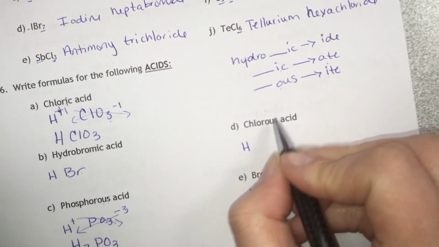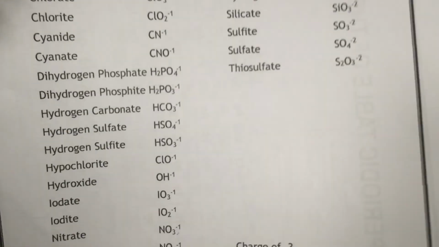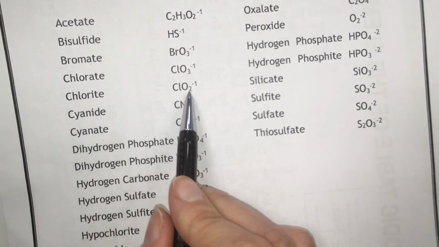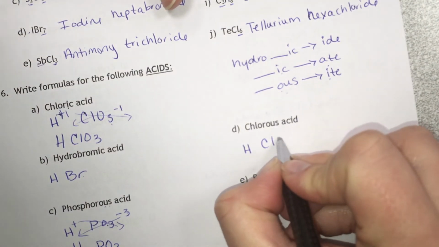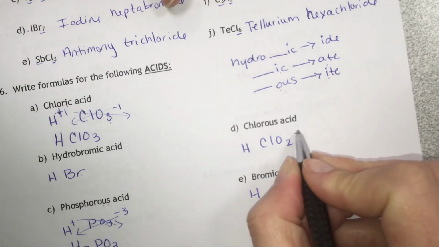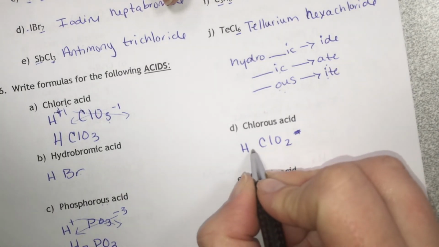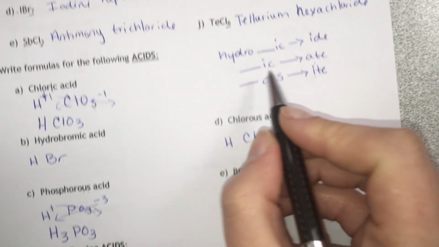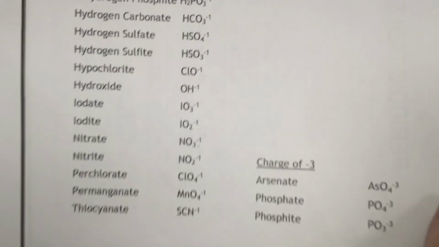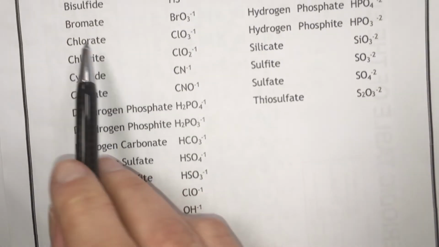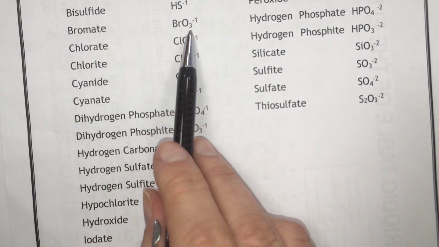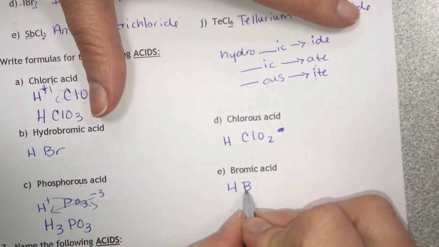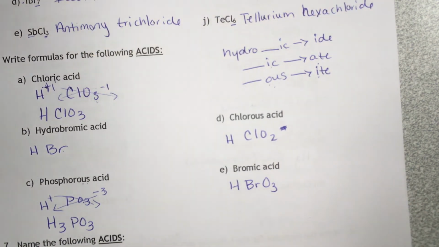Okay, chlorous acid, so OUS, it ended in ite, so chlorite. Here, ClO2 minus 1 with a -1 charge, so that's not really going to be a different subscript than 1, so that's it. Bromic acid, so ic ended in ate, so we need to find bromate. Bromate, right here with BrO3 minus 1. So it's a 1-to-1 ratio, HBrO3. So that's it.